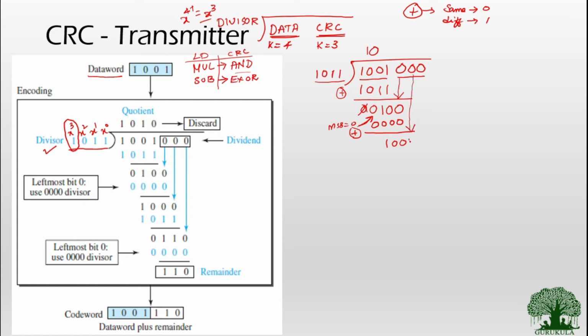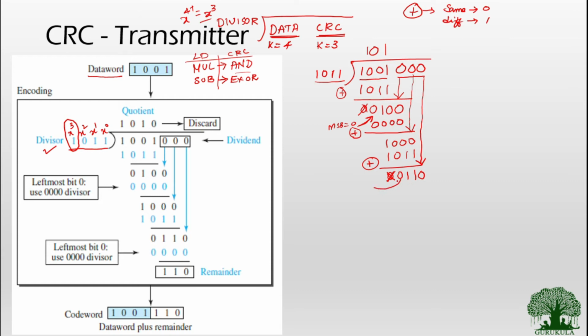Now the most significant bit is not 0, so I can go for 1, and again perform the logical AND operation between this 1 and the divisor, so that I get 1 0 1 1. Again I perform an XOR operation, so that I get 0, here again 0, here 1, here again 1. So I can neglect this particular bit, and then I can bring down this 0 over here.